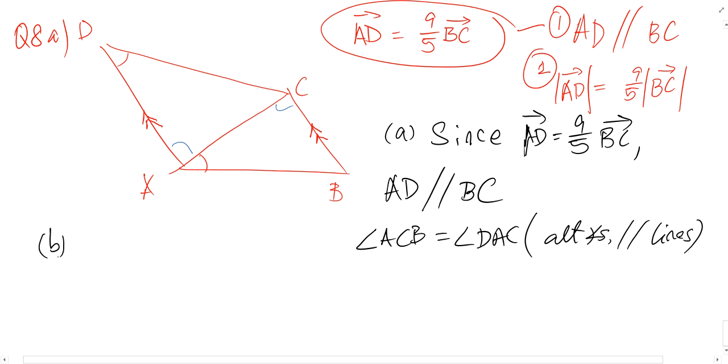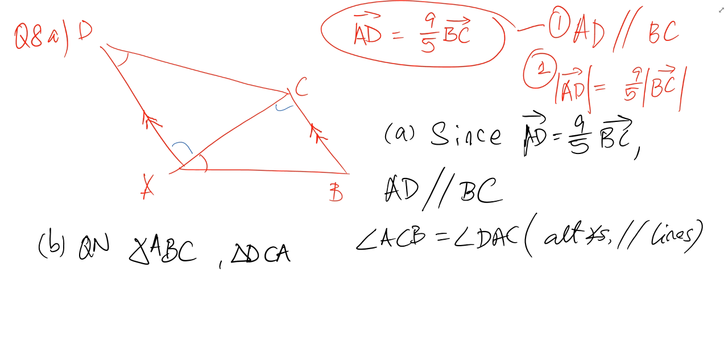Next, for part B, explain why ABC, DCA are similar. So from the question, triangle ABC, triangle DCA. They are supposed to be similar. So, like I said, you must be able to identify the corresponding points, the corresponding lines, and the corresponding angles. So the name actually helps us a lot.